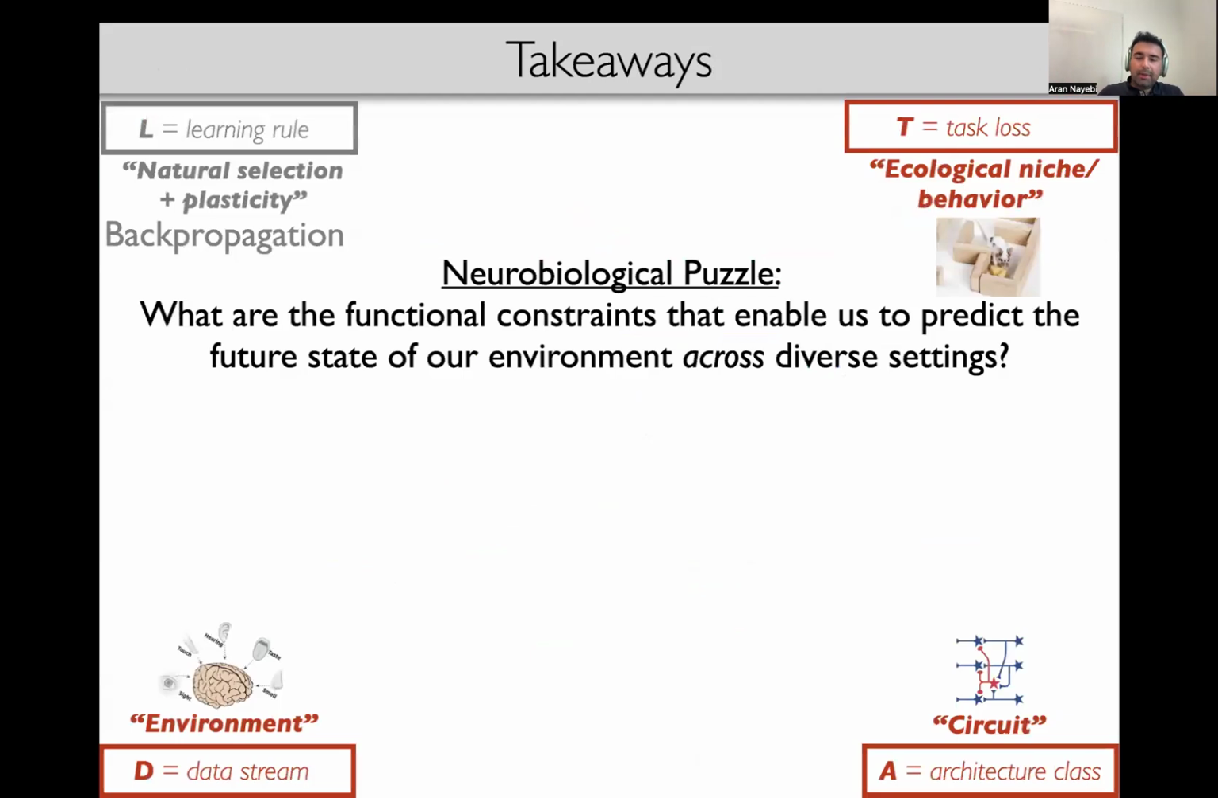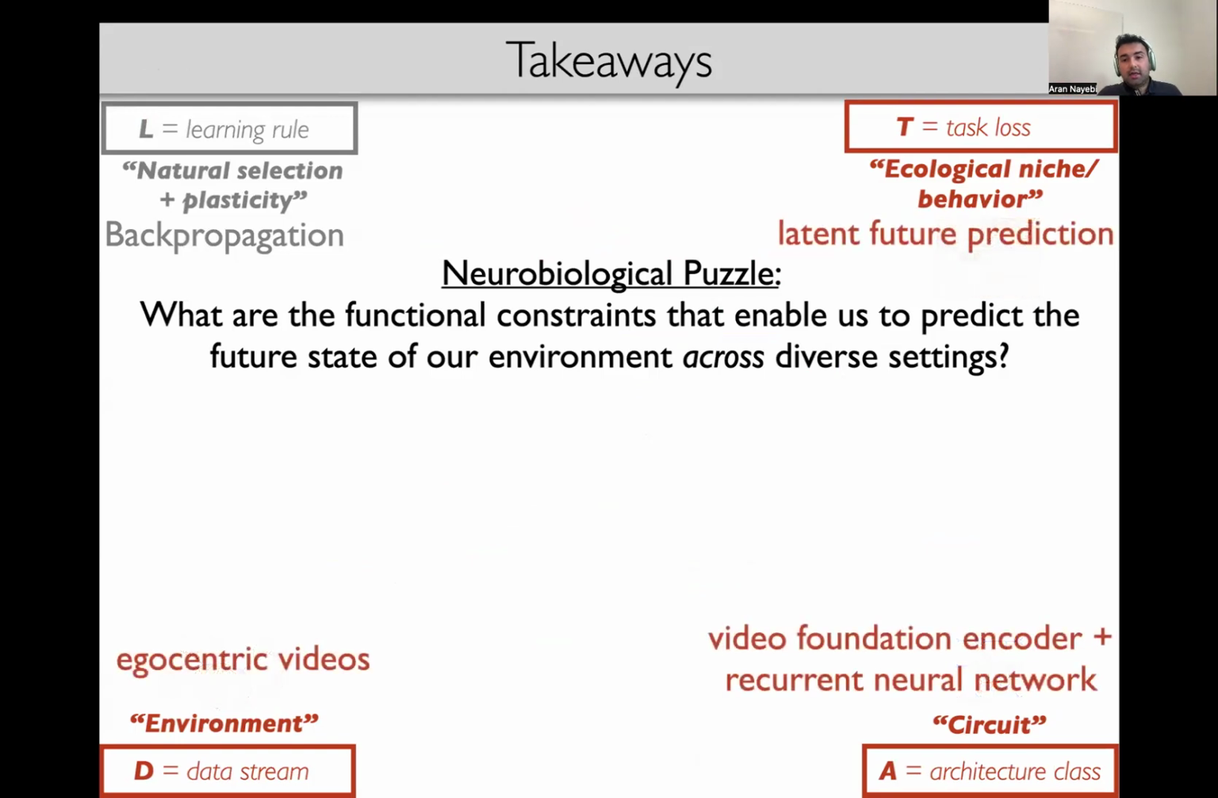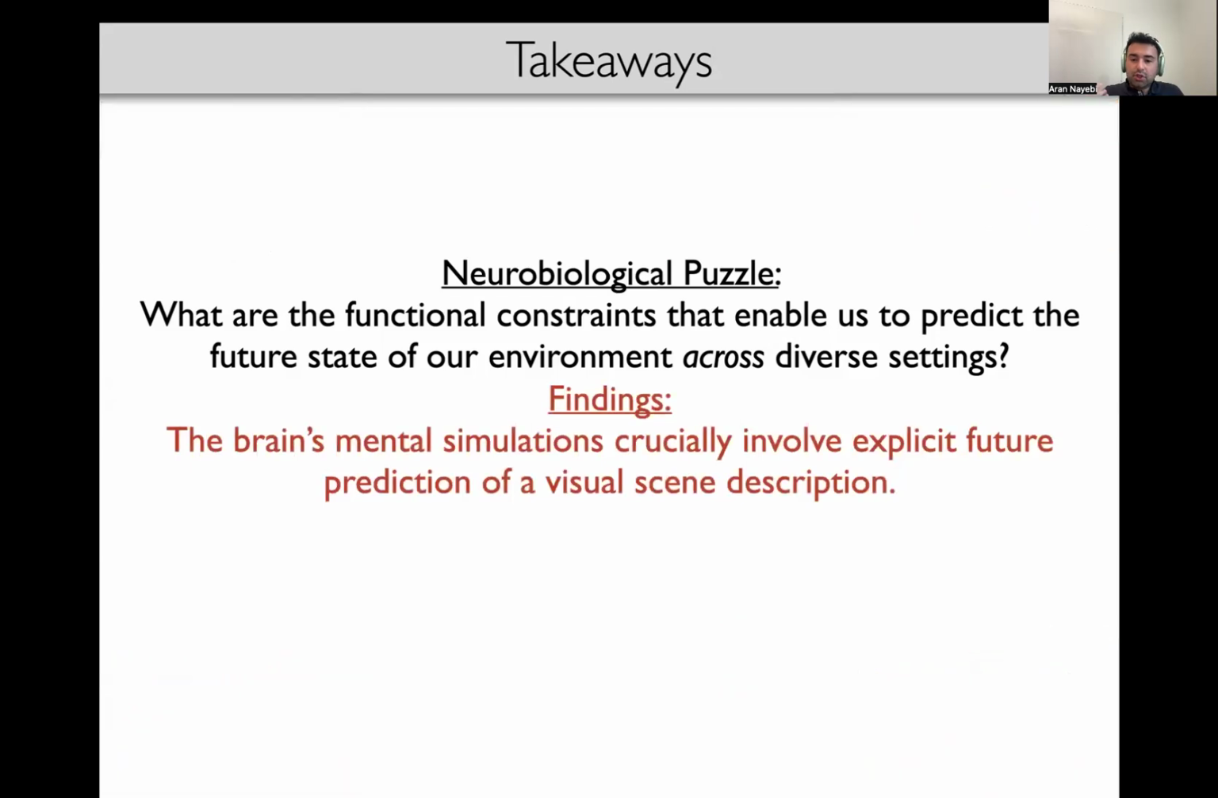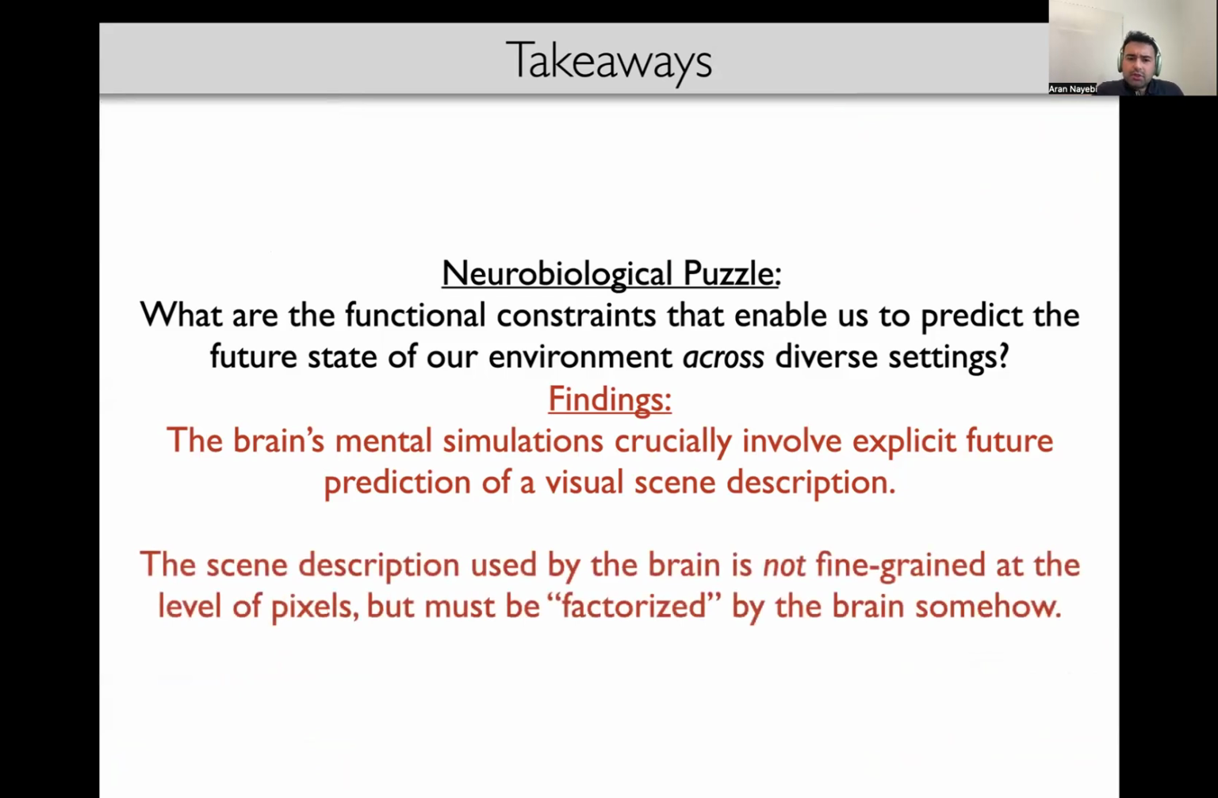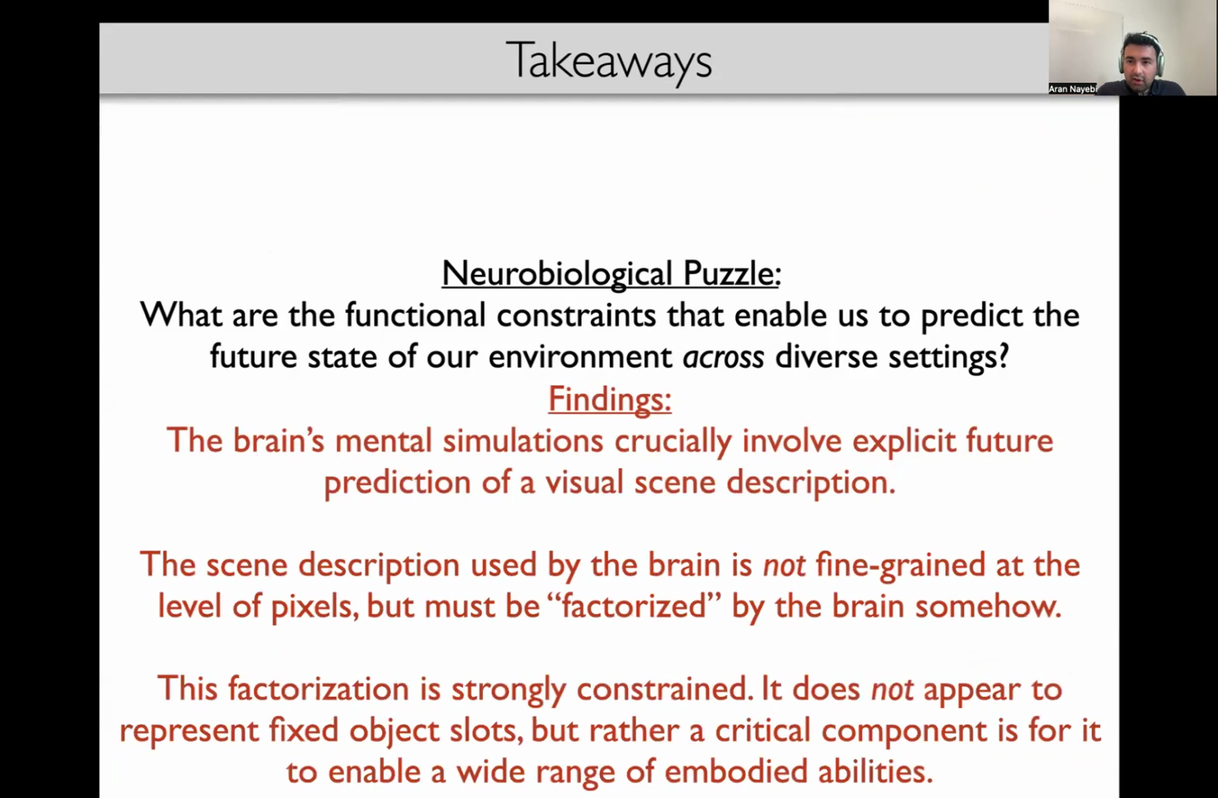But coming back to the neurobiological puzzle for now, what are the functional constraints that enable us to predict the future state of our environment across the first settings? By varying these 3 knobs, and identifying what these constraints are that best match it, what we found is that the brain's mental simulations crucially involve explicit future prediction of some visual scene description. And specifically, this visual scene description used by the brain doesn't appear to be fine-grained at the level of pixels, but it must be factorized somehow. And this factorization in and of itself appears to be strongly constrained. So it doesn't appear to represent fixed object slots, but rather a critical component is for it to enable a wide range of embodied abilities.